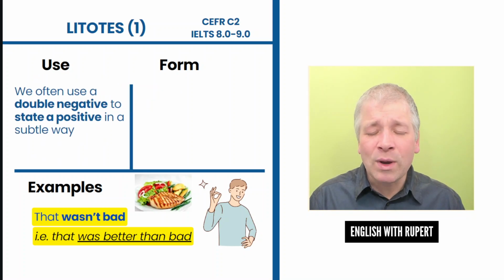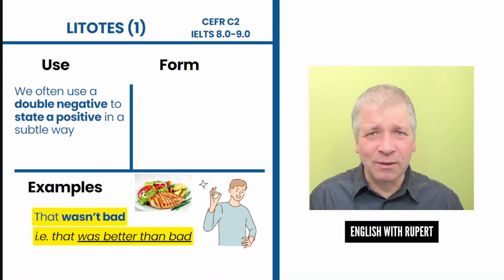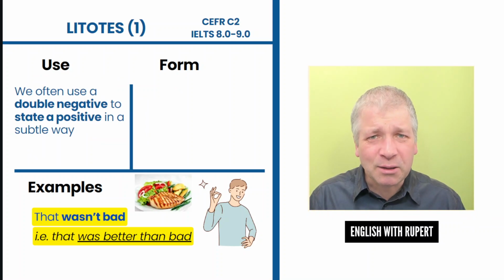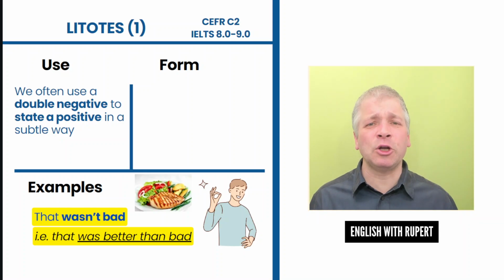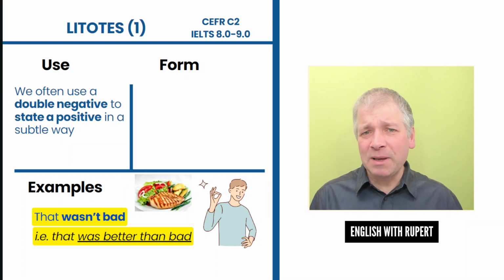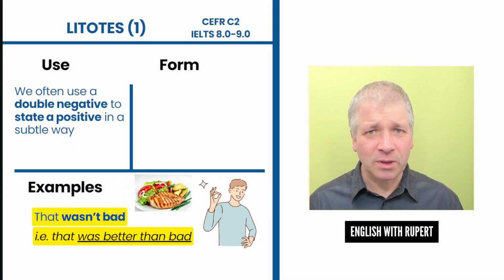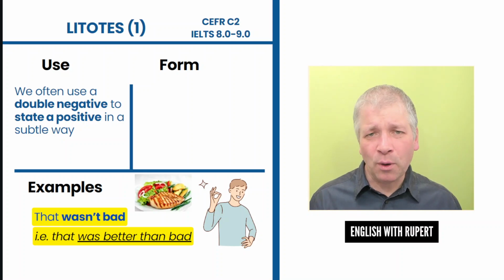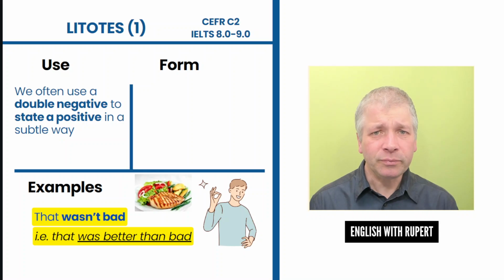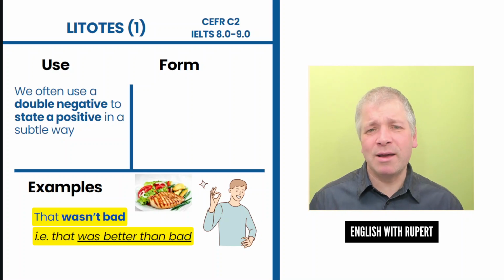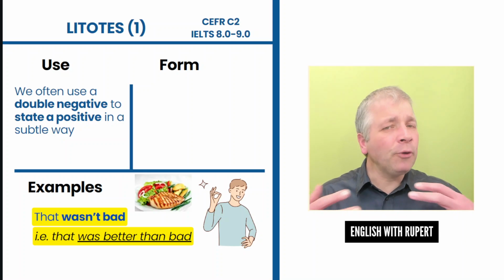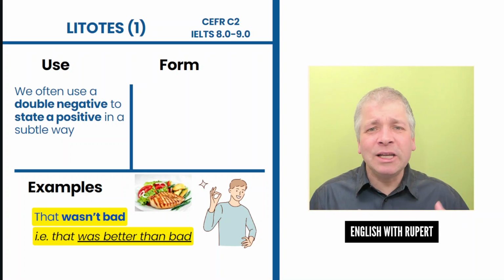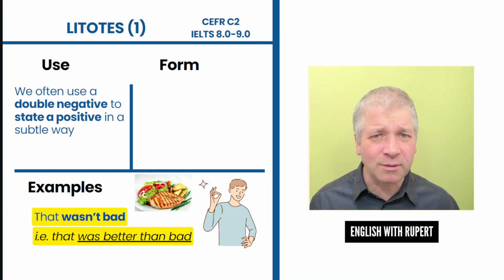LITOTES is when we often use a double negative to state a positive in a subtle way. So we're not saying this is absolutely fantastic, but we want to be clear. This is good. So when we say that wasn't bad, we've got two negative words in there. We've got wasn't, which is the negative form of to be, and bad, which has a negative connotation. But put the two together and they cancel each other out. You end up with a positive.